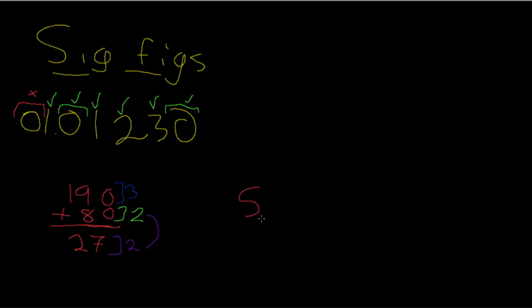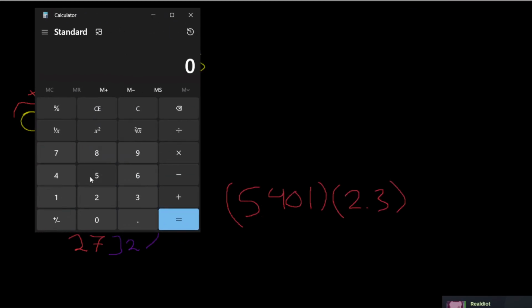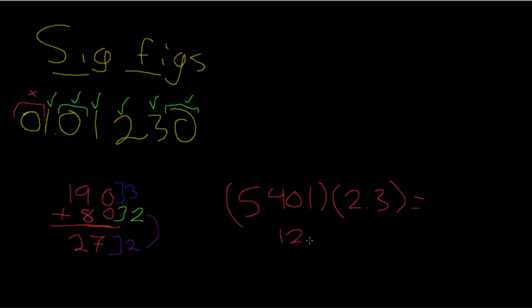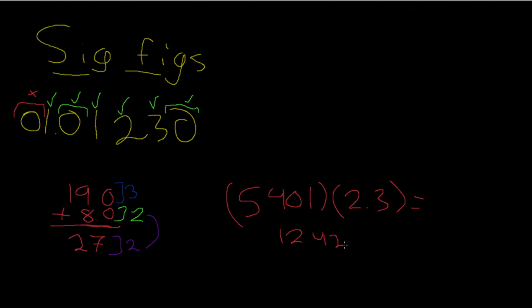If you have 5.401 times 2.3, yeah, 2.3. Calculator. Equals 12.42234.